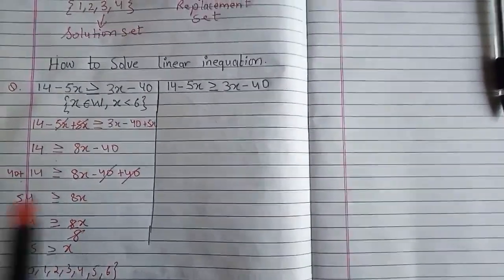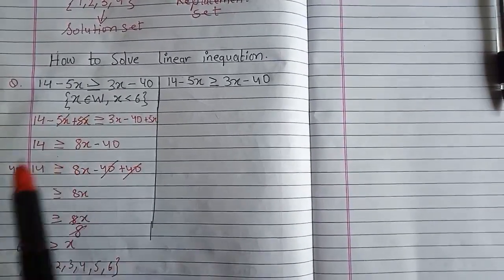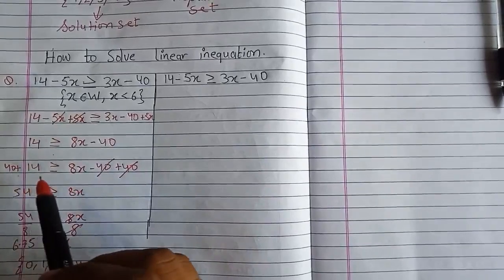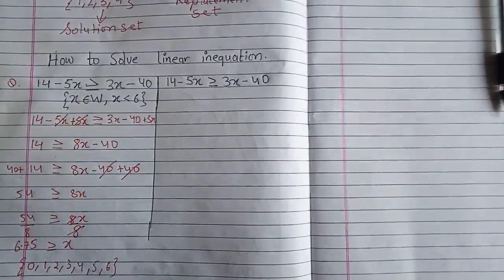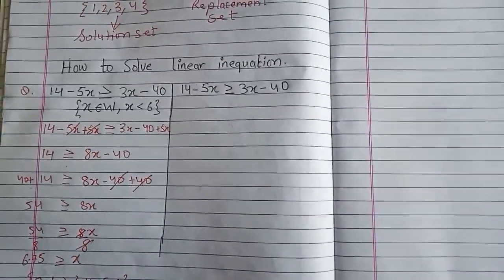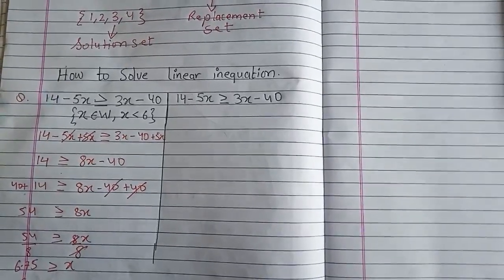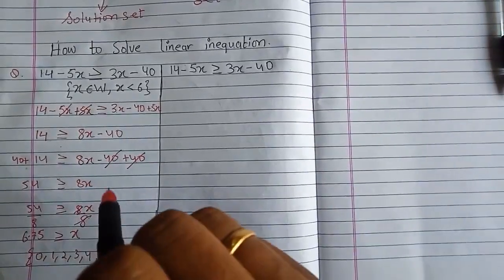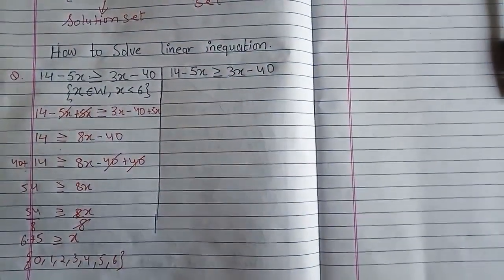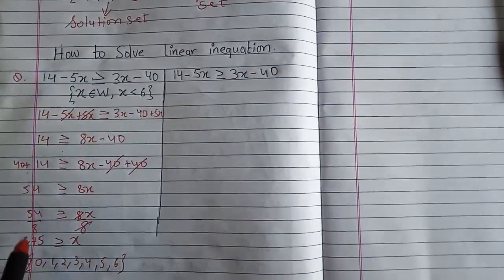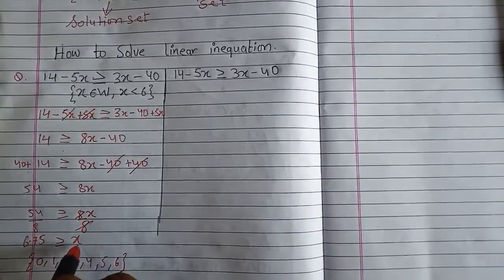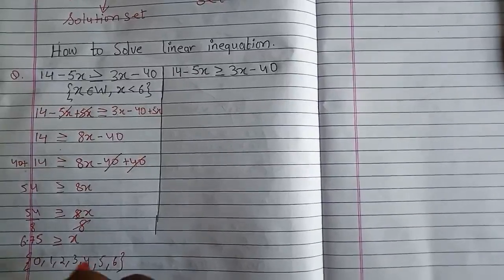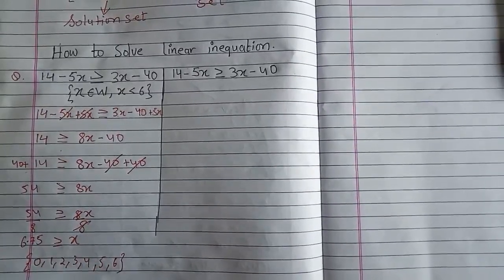Okay, so in this method, what did I do? I added or subtracted the same numbers. My goal, my agenda in this part of solving the question, was that on one side only one variable should be left, that is x. On the other side only one number should be left. So over here x was left and over here 6.75 was left at the end. And this is my solution set, this is my answer.